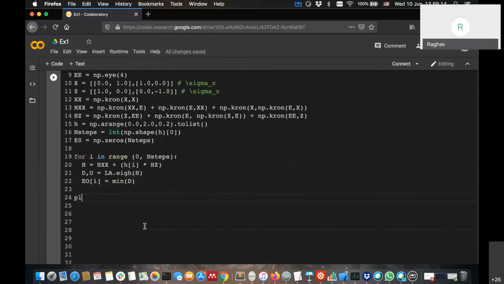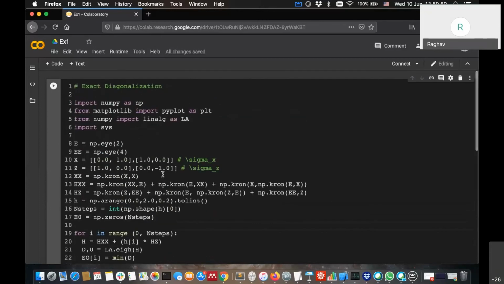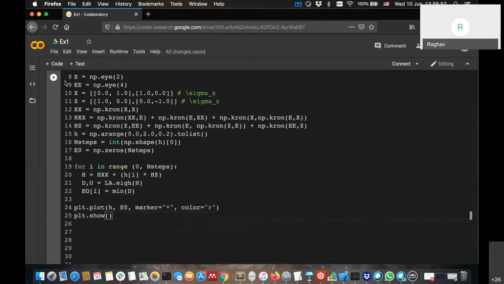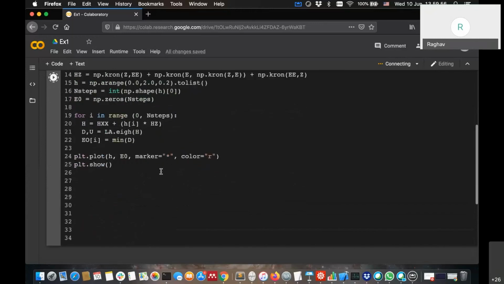We can do plt.plot. We can do E, H naught. We can set a marker here. We can put some title if we want. Maybe that can be done later on. plt.show. Right. So this is what we have, and now we'll try to run this and see if there is any error or whatever. Otherwise, we'll get the answer.